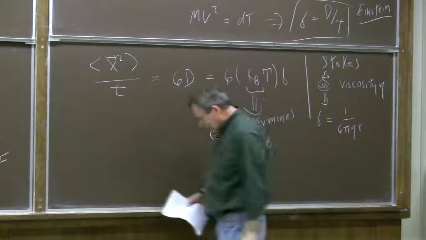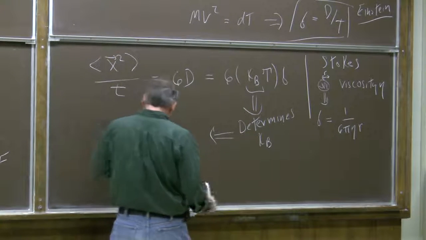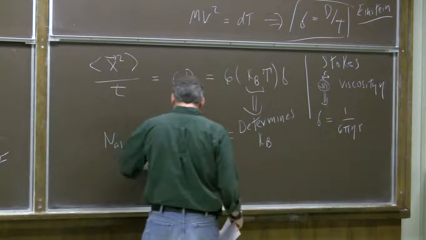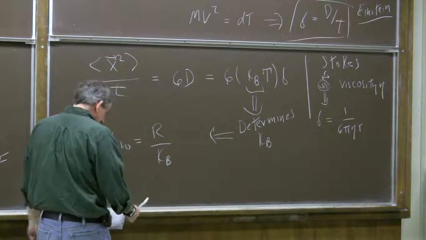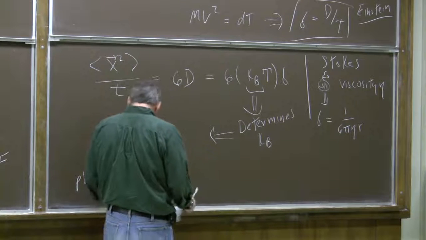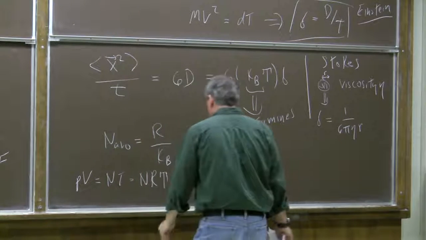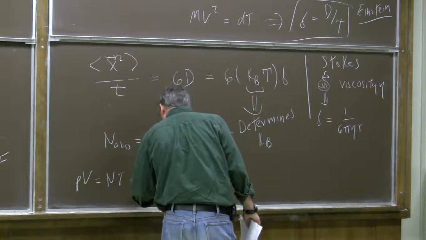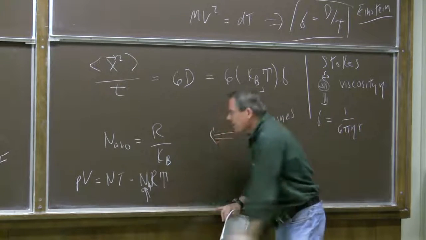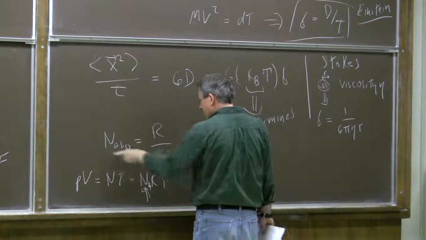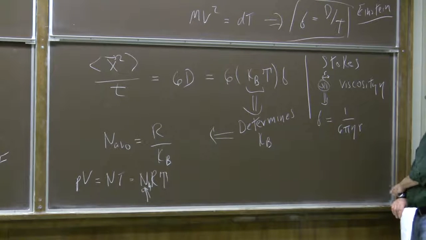And you can translate that into a statement about Avogadro's number, because the Avogadro number is the ideal gas constant R divided by k_B, that is the Boltzmann constant. If you write pressure times volume not as N tau like you usually do, but as N RT, where now N is the number of particles in moles, well, the constant R was known, and R was just N, the number of particles in a mole, times Boltzmann's constant. So it determined Boltzmann's constant, and hence Avogadro's number.